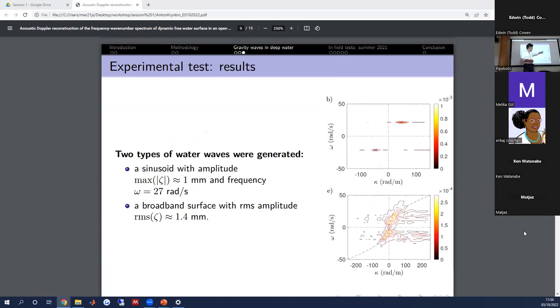Effectively, the marker here shows where the real estimates should be on the frequency wave number map. And the color map shows that we can reconstruct again with similar accuracy to what we did in the numerical simulation, in the case of harmonic waves. In the second case, we generated a similar broadband surface, like a wave number to the power minus 3. And that turned out a bit more messy. Ask Anton how accurate it is, but I think it was accurate enough for the government.